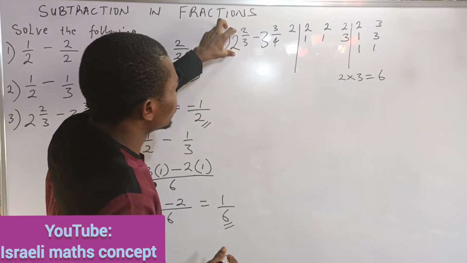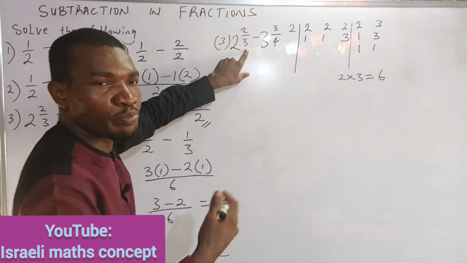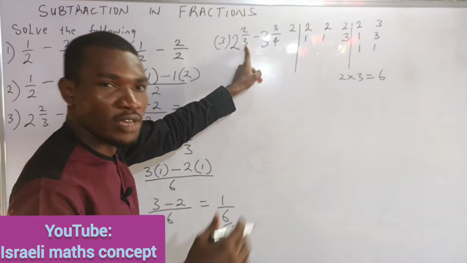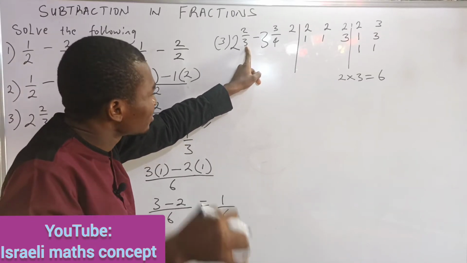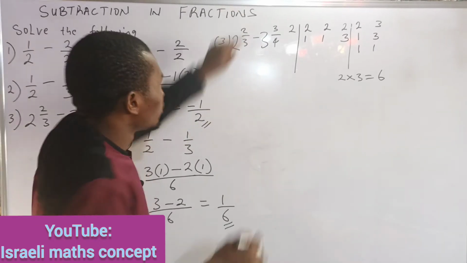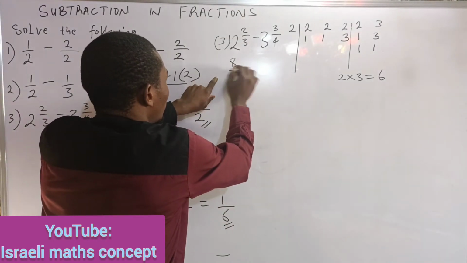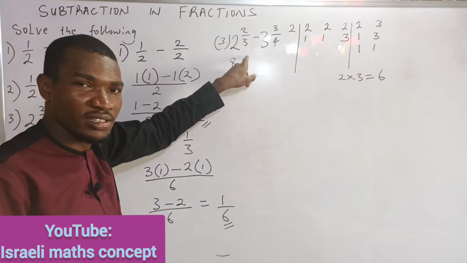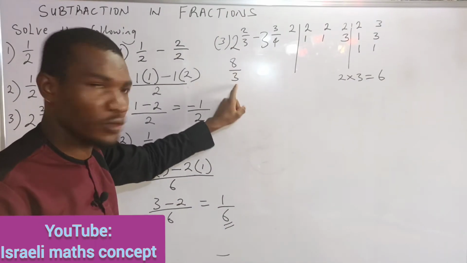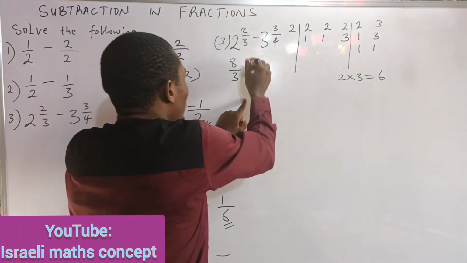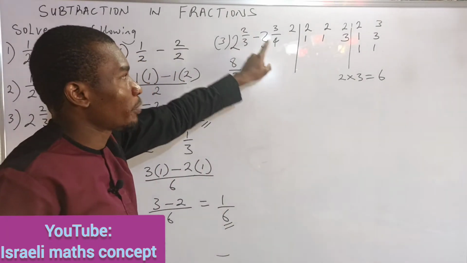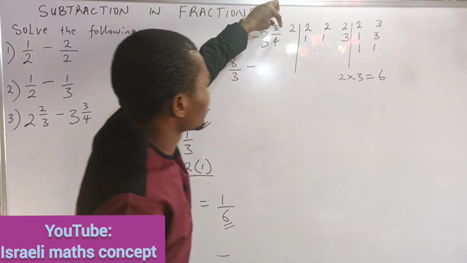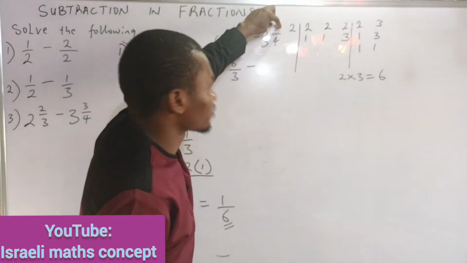So converting 2 whole number 2 over 3 to an improper fraction, we say 2 multiplied by 3 will give us 6. Then that 6 plus 2 will give us 8. We say 8 over 3. So 2 whole number 2 over 3 is equivalent to 8 over 3. Minus 3 multiplied by 4 will give us 12. And 12 plus 3 will give us 15.